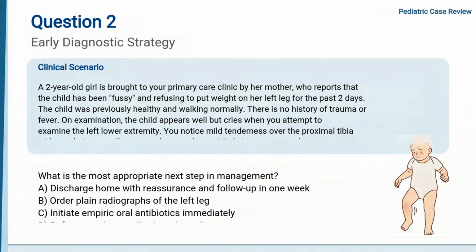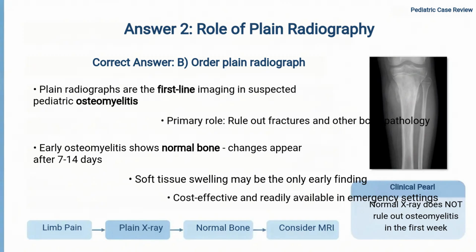Option A, discharge home with reassurance and follow-up in 1 week. Option B, order plain radiographs of the left leg. Option C, initiate empiric oral antibiotics immediately. Option D, refer urgently to pediatric orthopedics. The correct answer is option B, order plain radiographs of the left leg.